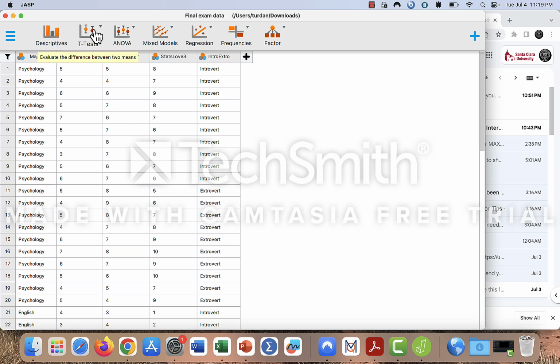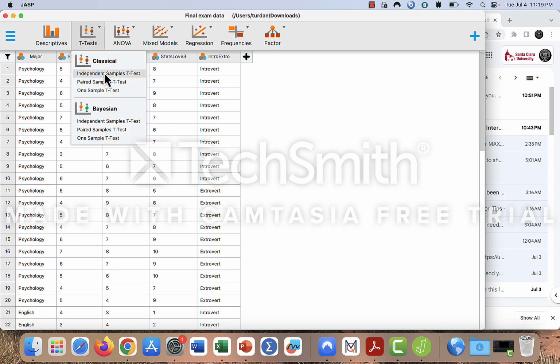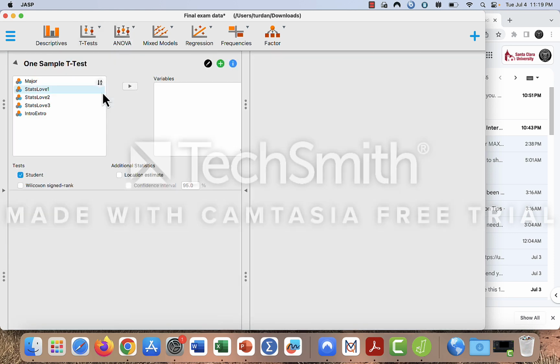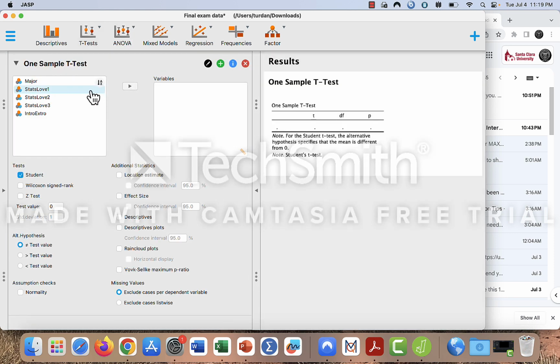So we go to t-test and click on it. And in the classical t-test, we hit one sample t-test. And we're just, as I said, going to look at stats love 1. This is how much students love statistics the first time that we measured it at the beginning of the quarter. So right away when we put that in here, we get a one sample t-test, and it gives us a t-value, and it gives us degrees of freedom of 59. There were 60 cases, so the degrees of freedom would be 1 minus that, and a p-value.